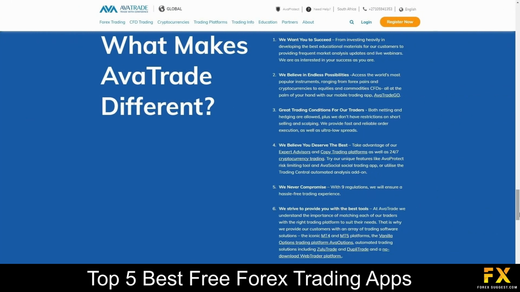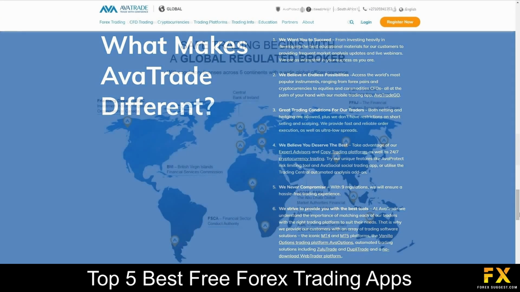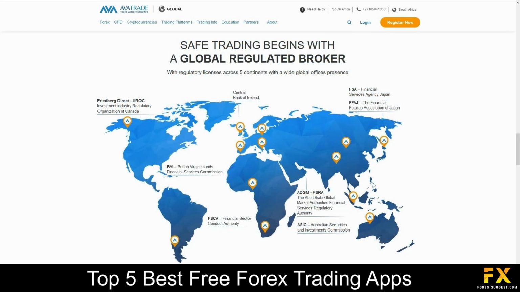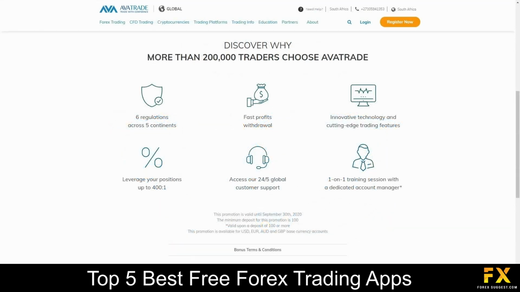Their accounts feature retail, professional, spread betting, standard, VIP, and crypto accounts, which include lower leverage, negative balance protection, risk warnings, and access to a variety of educational tools and services.